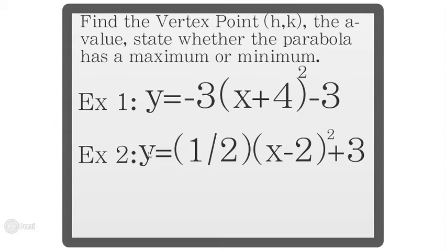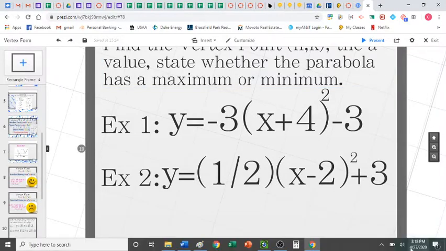Okay, so in example 1 and 2, all we're going to do is practice using a quadratic in vertex form. We're going to identify the vertex point, so the h and k in the formula. We're going to identify the a value, which will tell us if the parabola faces upward or downward, and that will tell us if it has a maximum or minimum. Okay, let's get started on example 1.